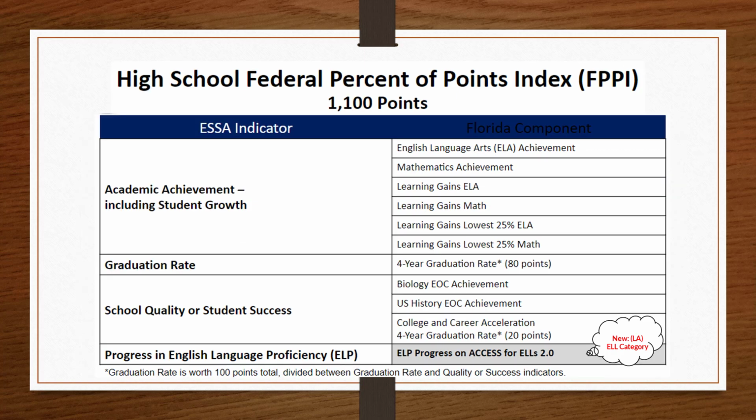At the high school level, however, the 4-year graduation rate is included as part of the college and career acceleration measure for a maximum of 20 points, as well as under the graduation rate indicator for a maximum of 80 points, for a total weight of 100 points in the federal index. And college and career acceleration are added components of the student success indicator, along with biology and U.S. history EOC achievement. These 11 components combine together for a total maximum of 1,100 points.